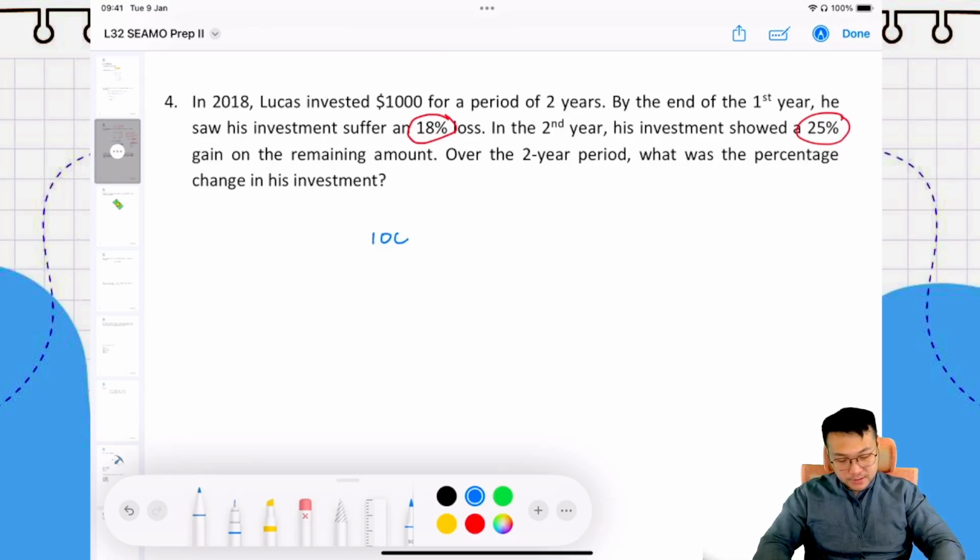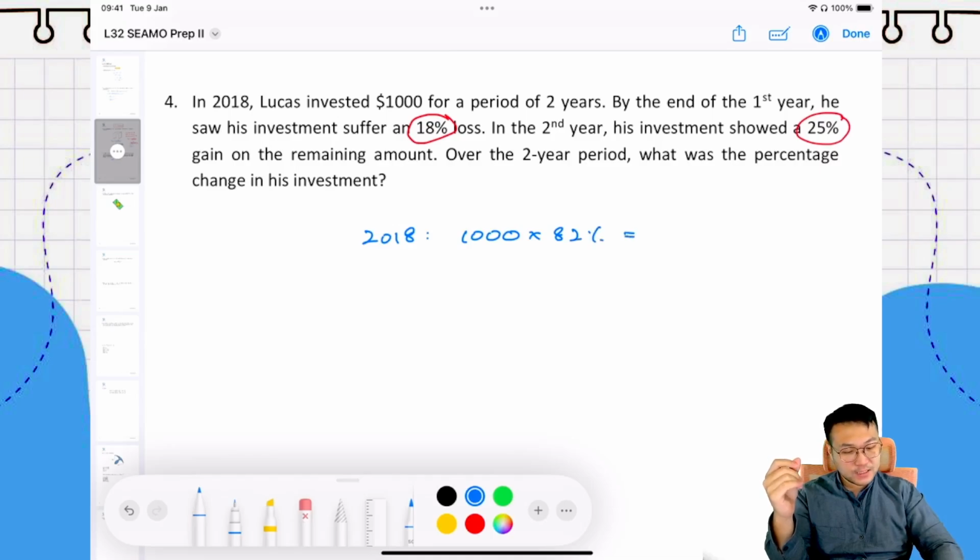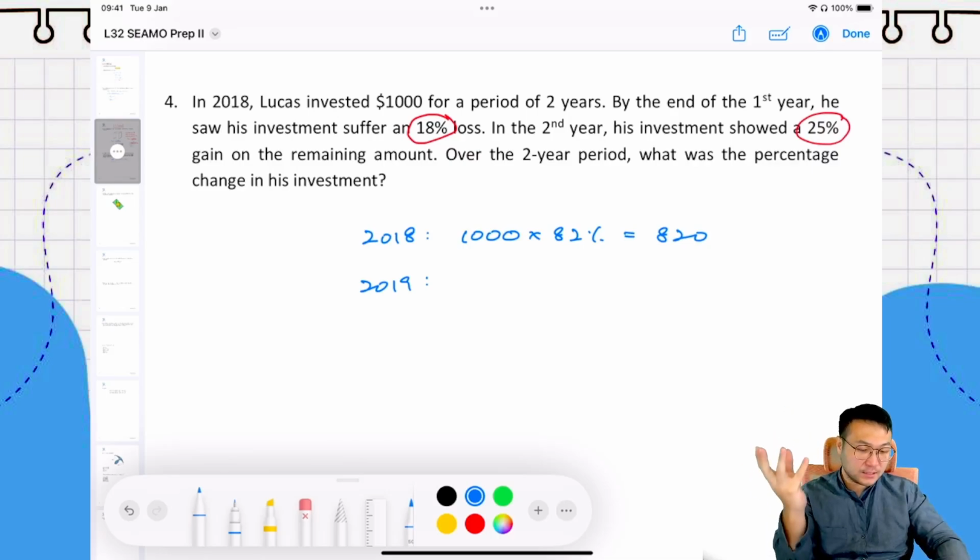So you start with $1,000. Let me ask Vedan. Okay, Vedan, you lost 18%. If you lost 18%, then how many percent do you have left? 82%. Yes, you have 82% left. How much money is that? $820. Now in the next year, you started the new year with 820, right?